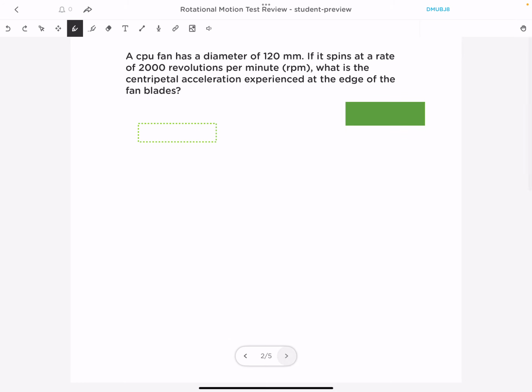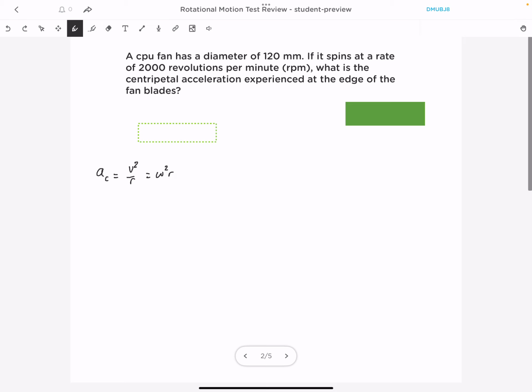Okay, so next problem. Here we have a CPU fan that has a diameter of 120 millimeters. If it spins at a rate of 2,000 revolutions per minute, what is the centripetal acceleration experienced at the edge of the fan blades? With this problem, it's important to remember that you have to do conversions, okay? In terms of the equation, there are actually two equations for centripetal acceleration. There's v squared over r, but the one that's better to use for this example is omega squared r.